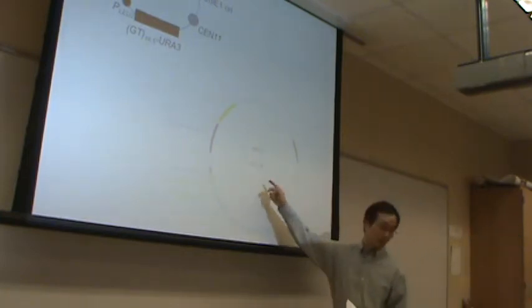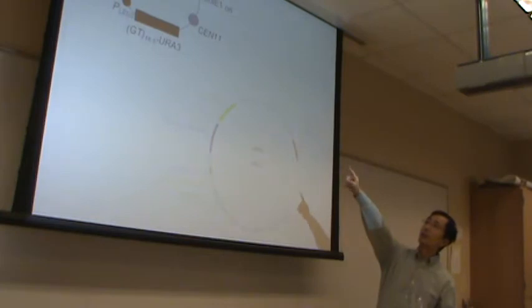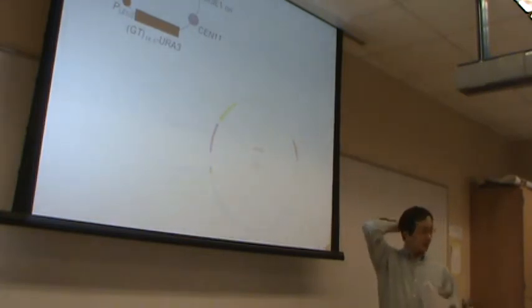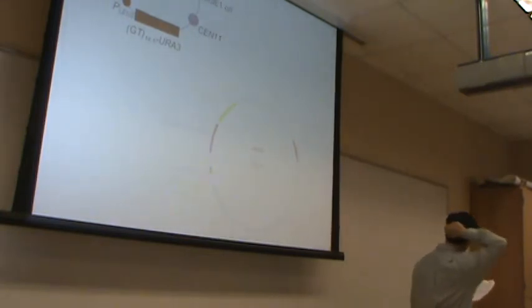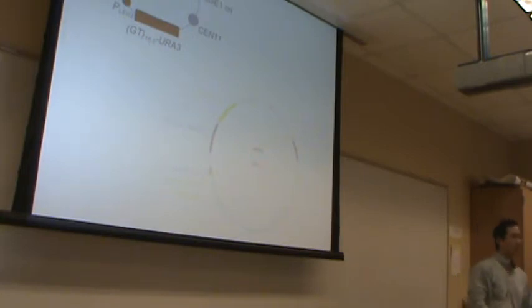Those are the PMSH2 Mac we use. That's the reporter plasmid. I guess you should figure out what kind of media we should use to select for those plasmids. I'll give you a few choices.